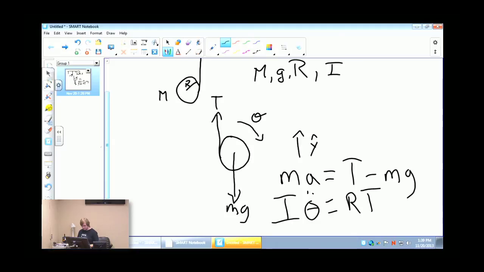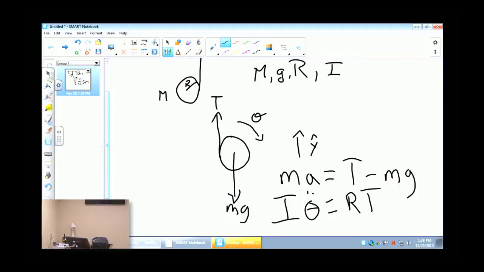What moment of inertia is that? It'll be for a solid cylinder, which would be 1/2 mR squared. So it's the moment of inertia for rotation around the center of mass. Yeah. Okay. Good. Thank you.